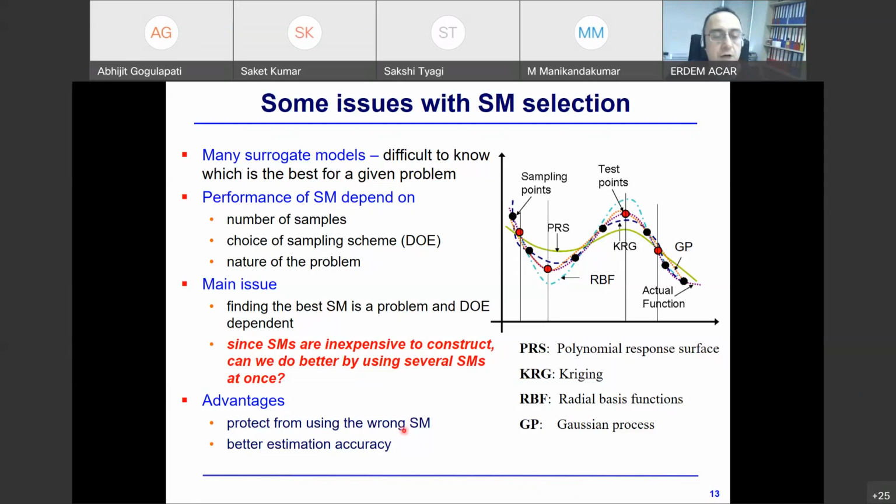Now, our question to ask is, since surrogate models are inexpensive to construct, can we do better by using several surrogate models at once? That is, instead of constructing many surrogates and then choosing the best one, can we combine them and make our prediction based on this combined form? The advantages can be that it can protect us from using the wrong surrogate model, and estimation accuracy can also increase.